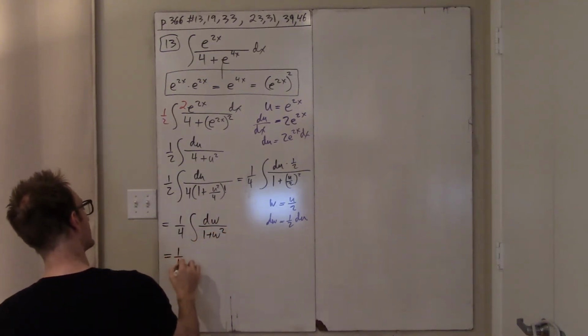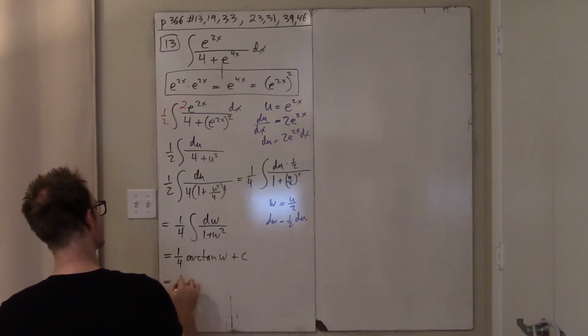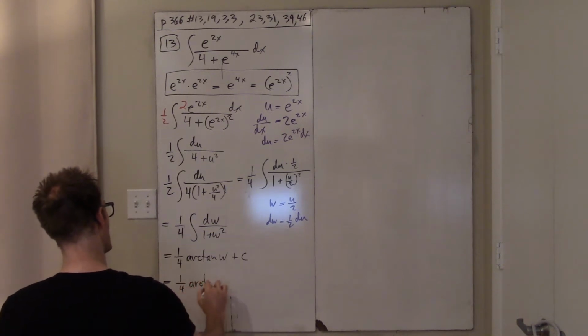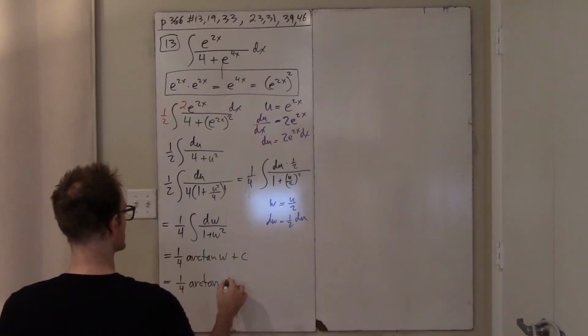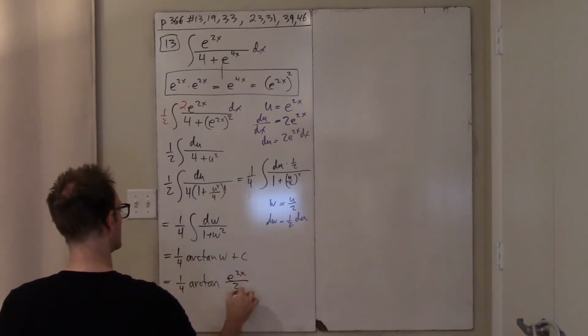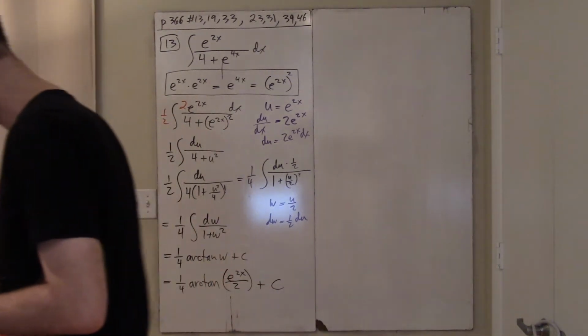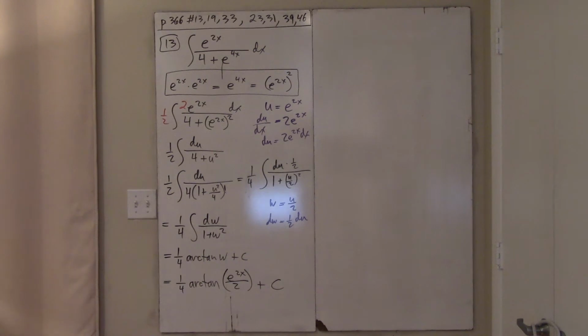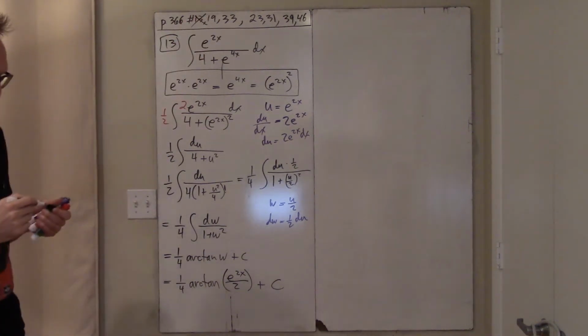And therefore, it is 1/4 arctan w plus c, which is really 1/4 arctan of e to the 2x over 2. And that's always positive. Boom. Okay. So, that was already, I don't want to call it tricky, but you had to already be kind of experienced at doing a lot of problems like this to know to do all the things that I did.